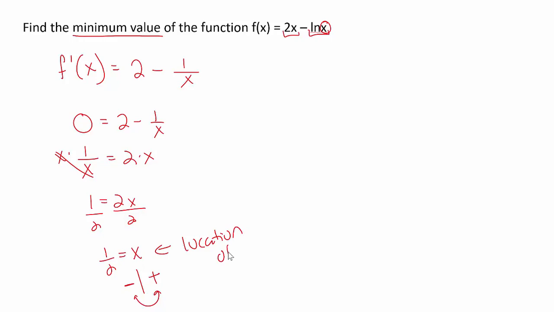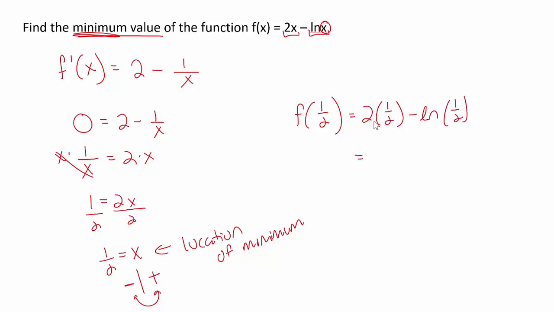And so what I know is that this is the location of my minimum. This is the x value of my minimum. It is not the value of the minimum, like how low does it go. The value of the minimum is the y value. So I need to take x equals 1/2 and plug it back in. When I do that, I get 2 times 1/2 is 1 minus natural log of 1/2. Since we're just working without calculators right now and just checking our derivatives, this is what I would leave. I would say that this is my minimum value. If you had a calculator, you could find the decimal version of that.